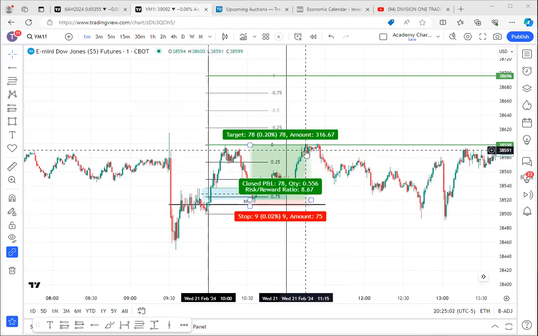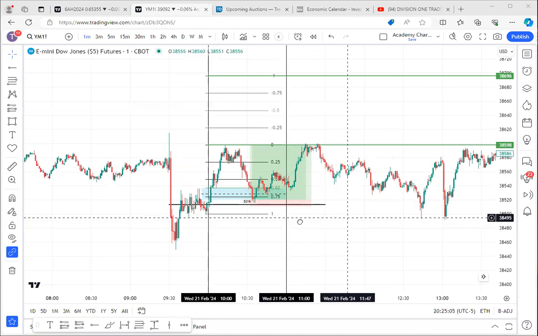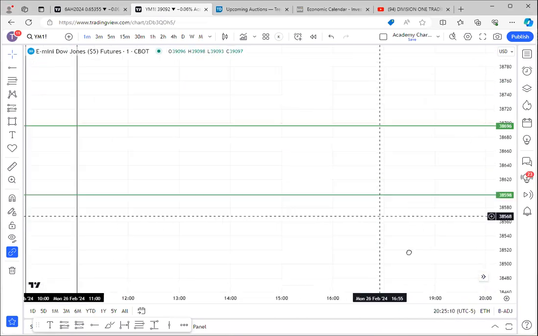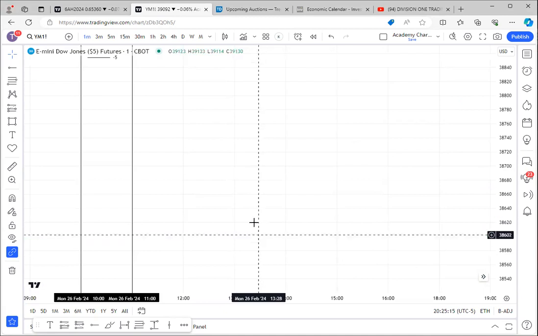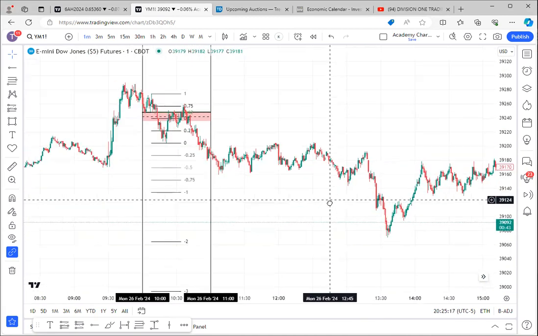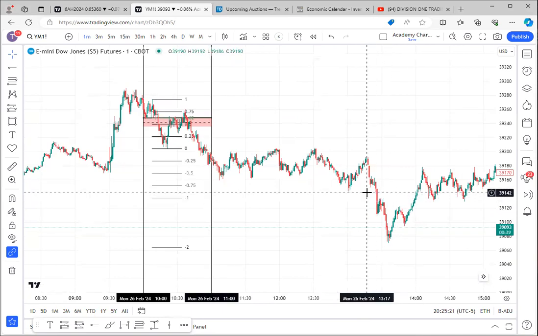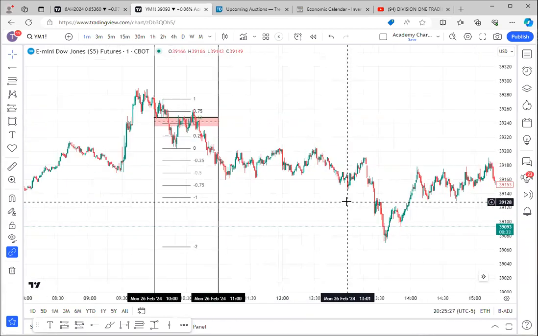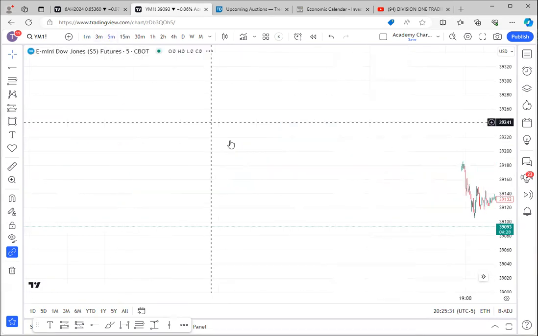This was 15 minutes after the 11 o'clock hour close. Other times it does take a little bit longer, like today's setup. Let me get all these out of the way. Today's setup did take a little bit longer to play out. We didn't run this full swing until 1 o'clock, so 2 hours later, right? So sometimes it does take a little bit to run, but we're always entering only within that time frame.